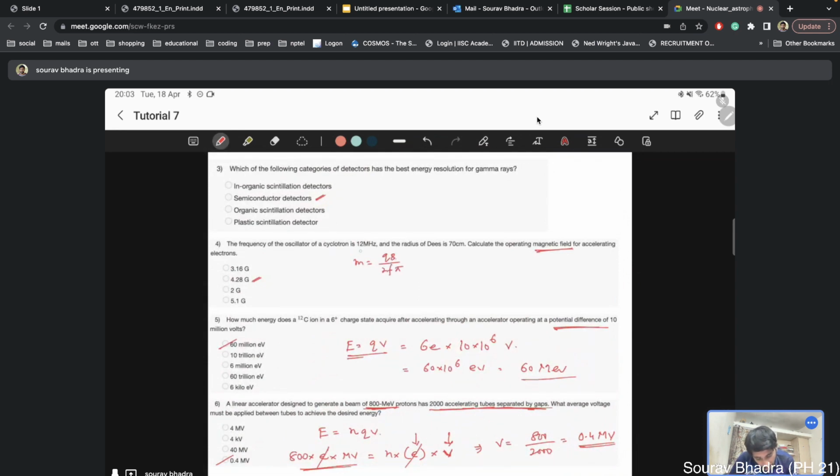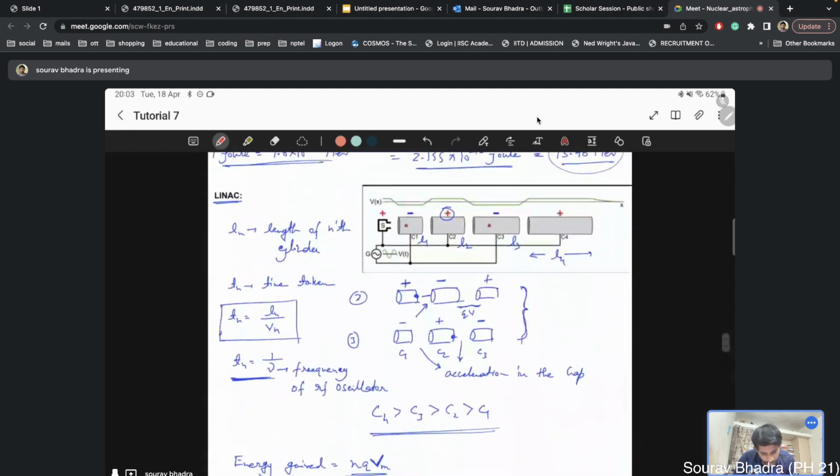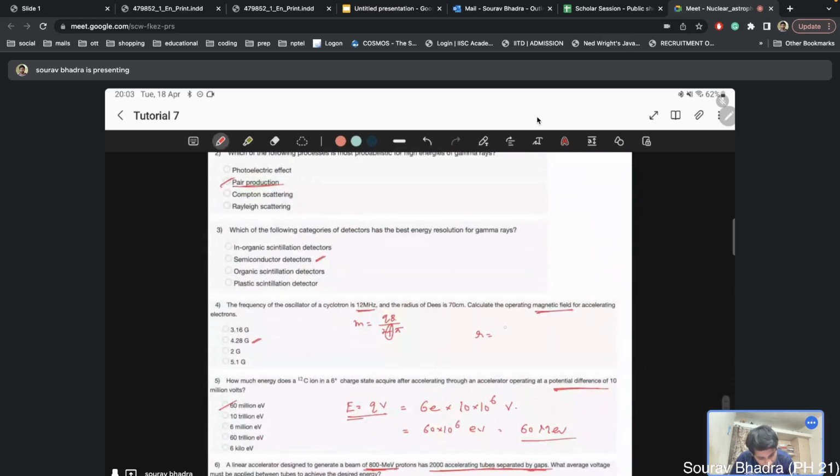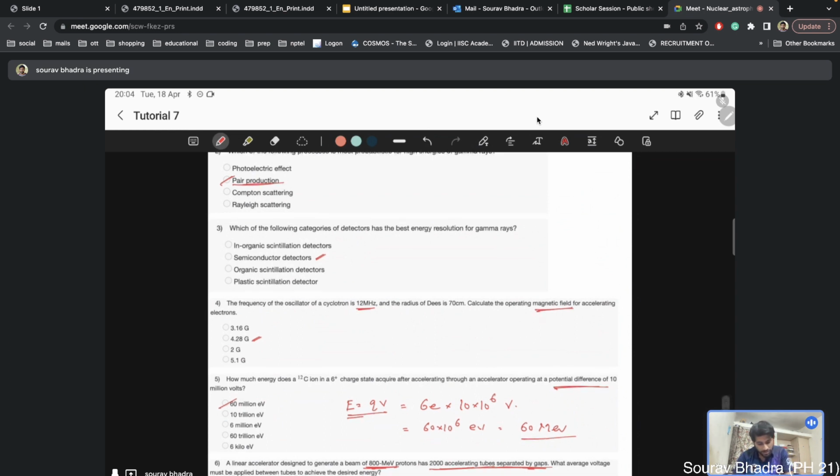So m equals, what was that, qB by 2 pi f. Okay, so 12 megahertz, which is the value of f, is given. The 70 cm you have to calculate from r equals, what was that, mv by qB. So r equals mv by qB. Okay, just let me see it. I think there is some other thing also. Okay, I will come to this problem. Today I am exhausted actually.